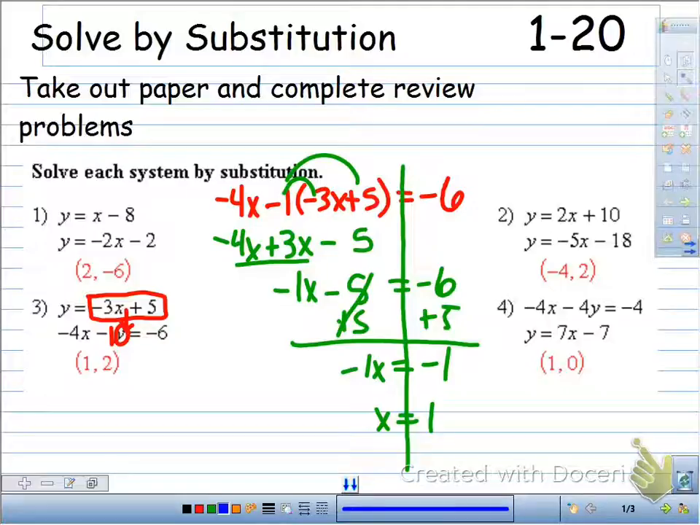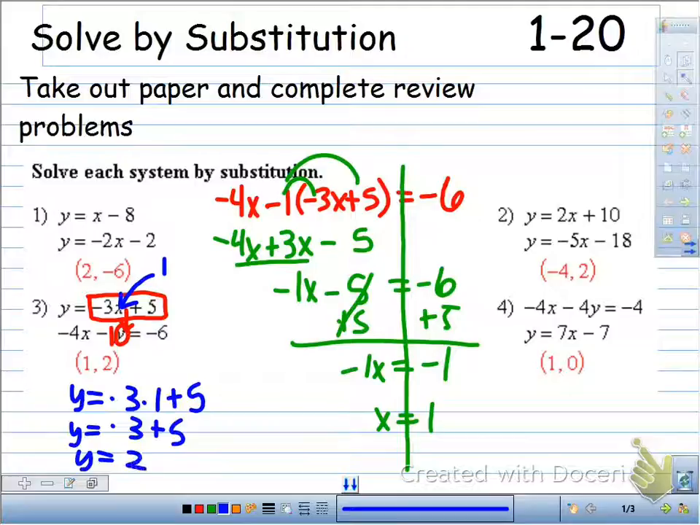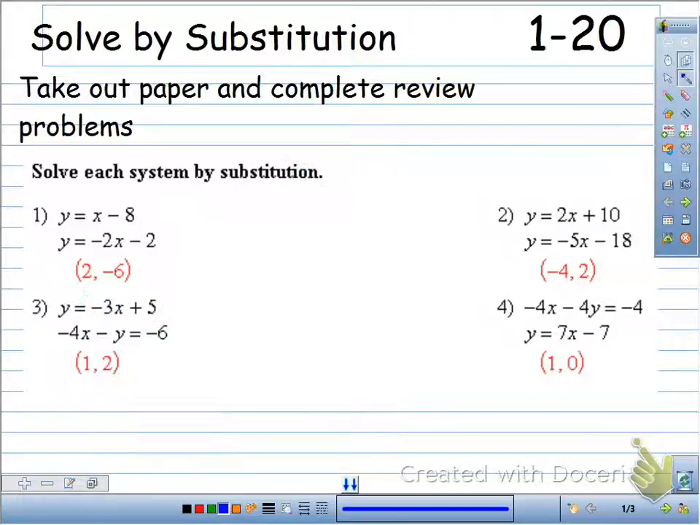I need to plug it back in. I'm going to use a solved equation. So instead of writing y equals negative 3 times x plus 5, I'm going to write y equals negative 3 times 1 plus 5. Negative 3 times 1 is negative 3. Negative 3 plus 5 is positive 2. So I'm going to get 1, 2 as my answer. Again, make sure you're putting it inside of parentheses. You don't want to accidentally do those little things wrong. X comma y. Okay, last one here.